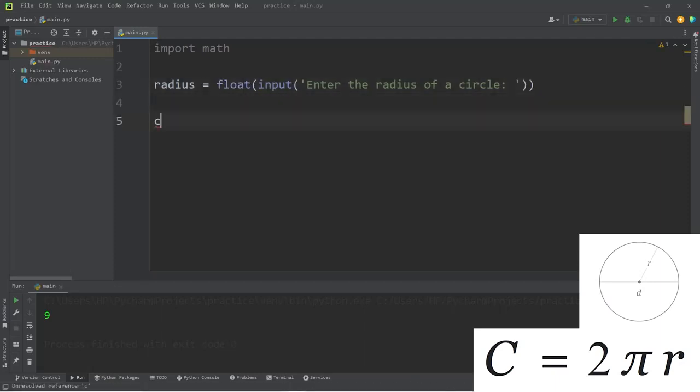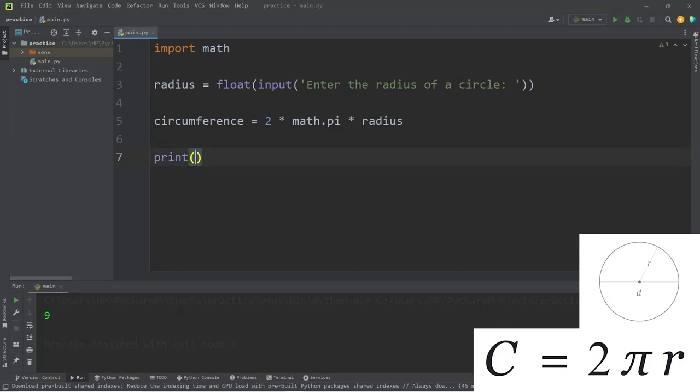To calculate the circumference, again, the equation is 2 times pi. We can get that from the math module, times whatever the radius is. And the user is going to type that in. Then we will print whatever the circumference is. Print, we'll use an F string. The circumference is our variable circumference.